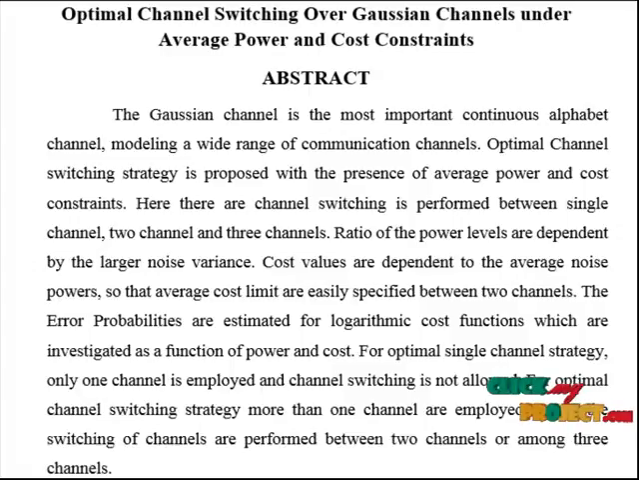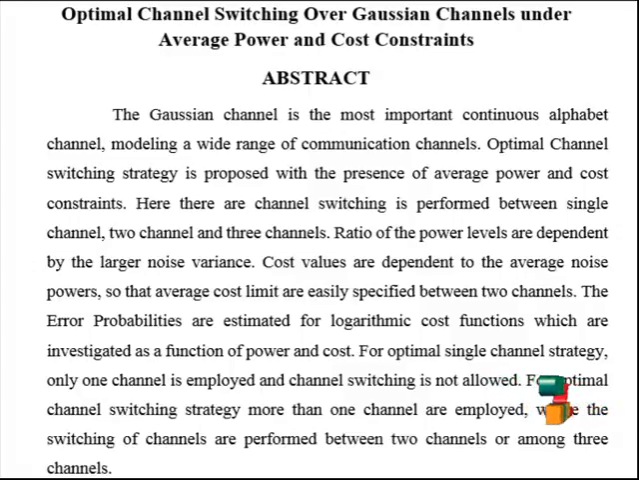For the optimal single channel strategy, only one channel is employed and channel switching is not allowed. For the optimal channel switching strategy, more than one channel is employed, where switching is performed between two channels or among three channels. A derived generic cost function shows the optimal channel switching strategy is to switch among at most three different channels. Channel switching is not allowed for the optimal single channel because only one channel is employed. Efficient channel switching is performed among at most three channels, operating at the average power and average cost limits.